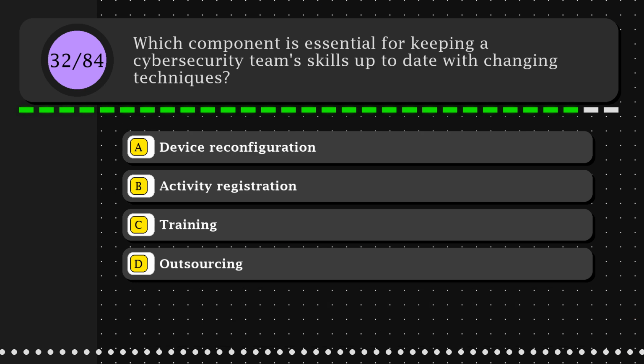Question 32. Which component is essential for keeping a cybersecurity team's skills up to date with changing techniques? Option A, a device reconfiguration. Option B, activity registration. Option C, training. Option D, outsourcing.